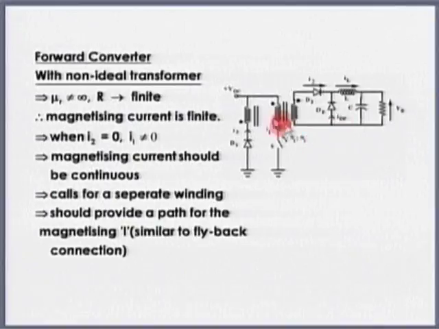For the magnetizing current to flow, we have to provide a path in the third winding. Second winding, it is not possible here. One way is to have a flyback connection, something similar, with a separate capacitor that gets charged, or you can connect it directly to VDC. Okay. Now, what are the advantages of connecting to VDC?